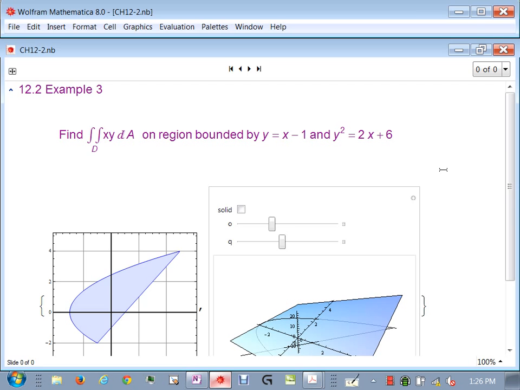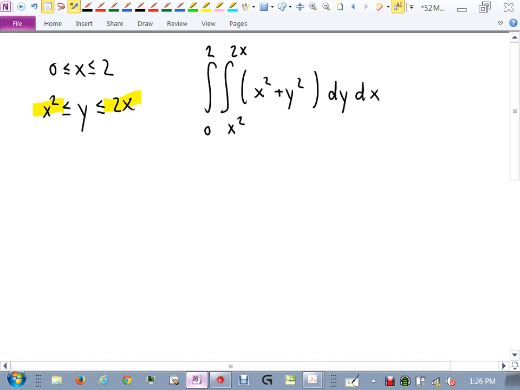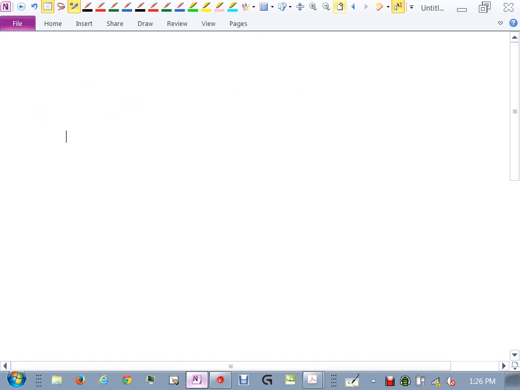Okay, so let's take a look at this one. And I will act like we don't have any picture for this. I think it's worth us working through it. So let's say we're asked to find the double integral over D of xy dA on the region bounded by y equals x minus 1 and y squared equals 2x plus 6.